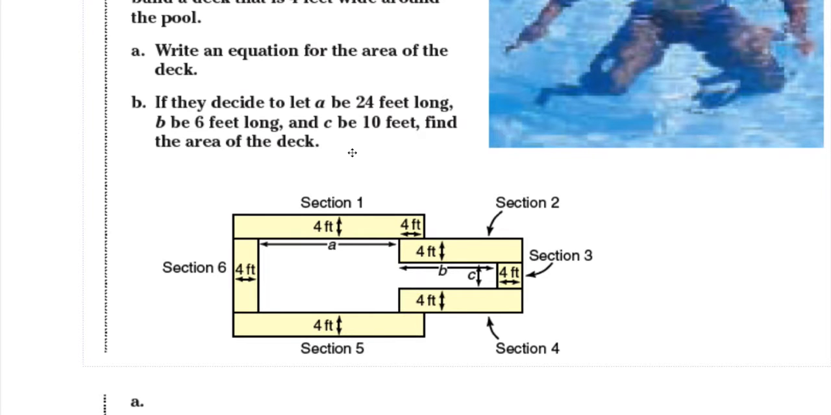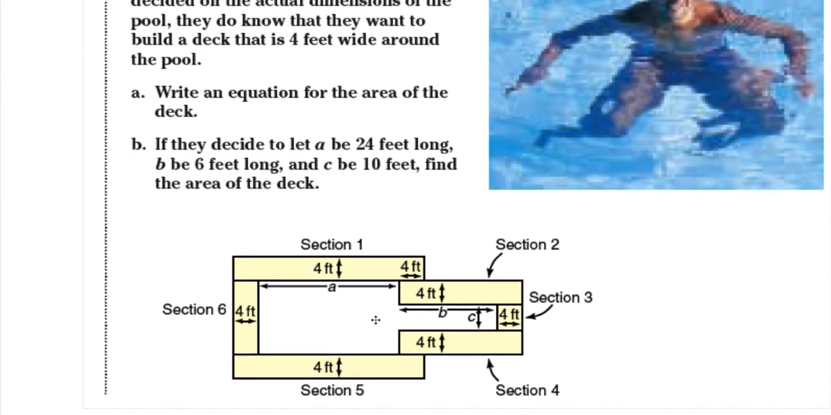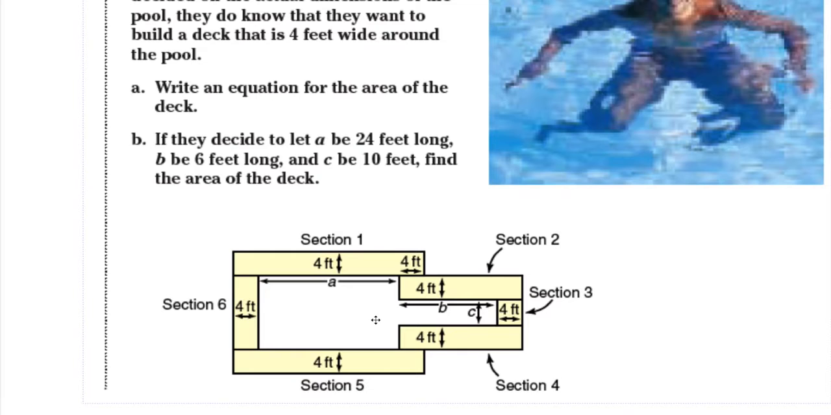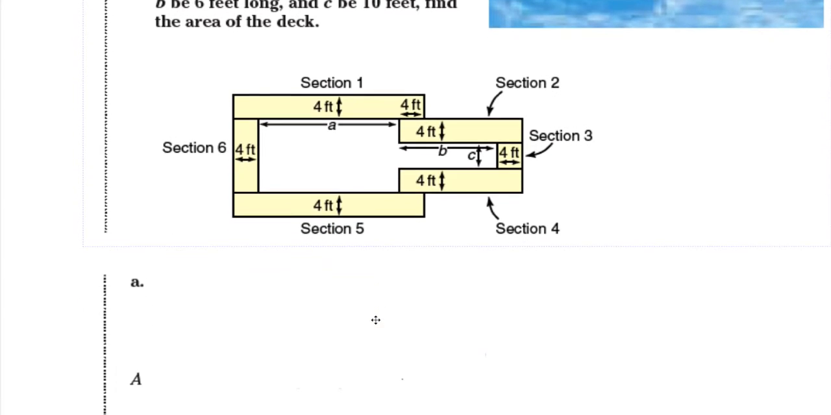And letter B, if they decide to let A be 24 feet long, B 6 feet long, and C 10 feet, find the area of the deck. So this is what we're talking about right here, the diagram right there. Okay, and let's look at letter A. Write an equation for the area of the deck.